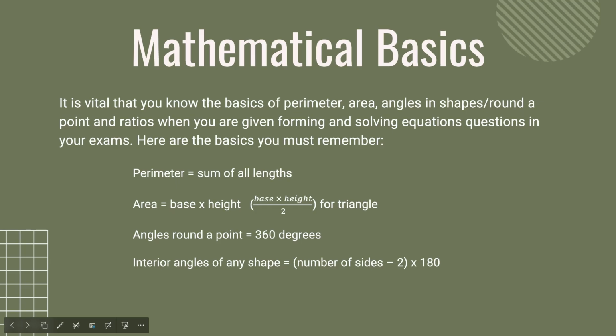Before we go any further, it is vital you know the basics of perimeter, area, angles in a shape, and around a point, along with ratios when you're given forming and solving equations in your exams. Here are the basics you must remember. The perimeter equals the sum of all lengths, area equals base times height, or base times height divided by 2 for a triangle, angles around a point sum to 360 degrees, and interior angles of any shape equal number of sides minus 2, times 180. The last one you'll need if you're doing higher, but if you're doing foundation you probably won't need it as much, but you may be asked it in your crossover questions at the end of your paper.